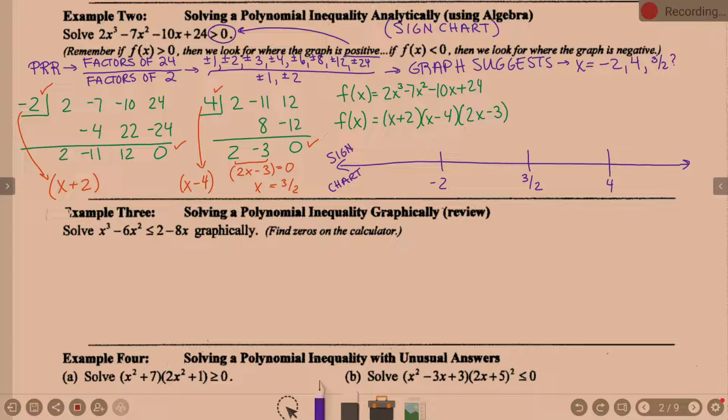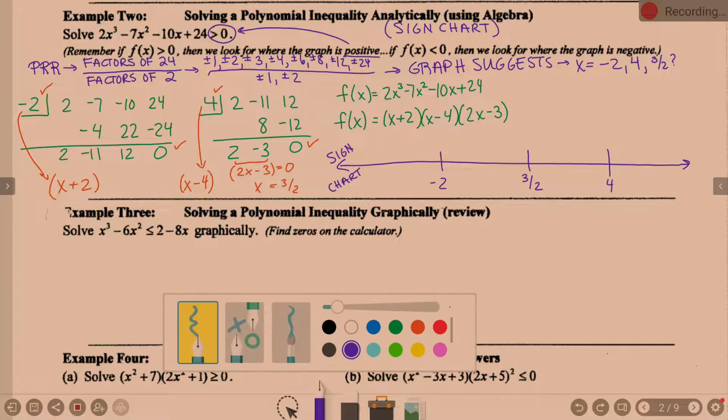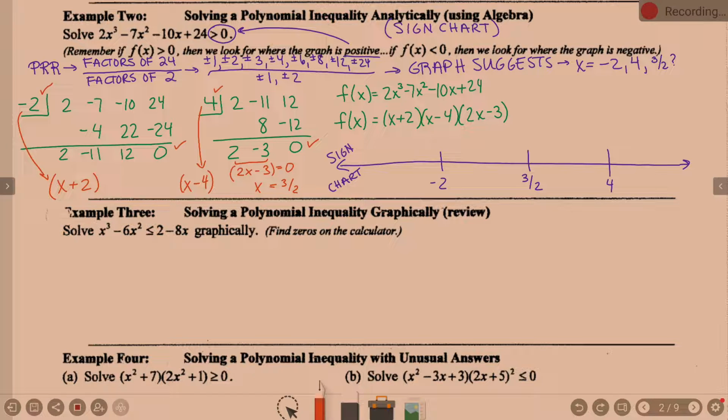Okay. So, you ready to test them? And where are we going to test them? We're going to test them in here. Okay, we're going to test them in those 3 factors. Now, to the left of -2, pick a number. What number do you want to test with? I'd pick -3. You can pick any number left of -2, yes?